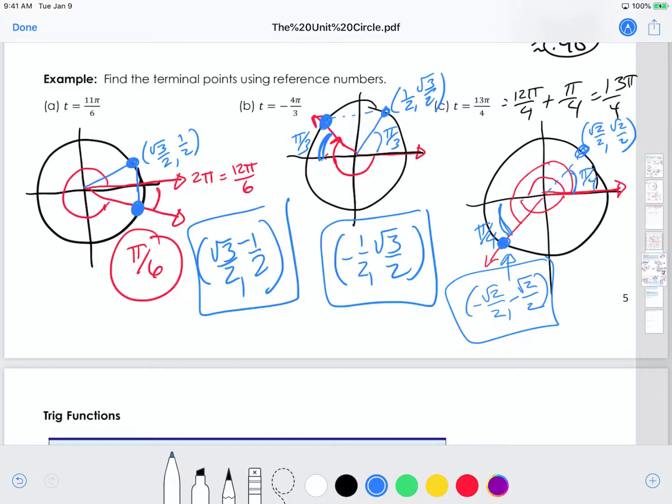So you use your reference angles, which are always going to be angles in the first quadrant, to find the points on the circle of the angle that is being asked of you, and you just switch the signs depending on what quadrant you're in.